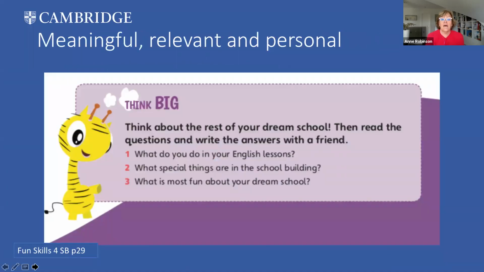Okay. And thinking big is a feature of Fun Skills. So again, we could get them to think of compound words, compound nouns, to describe what they do in their English lessons. What special things are there in the school building? Perhaps there's a fun fair, or there's a dance studio. So lots of compound words that they can generate to imagine their dream school.